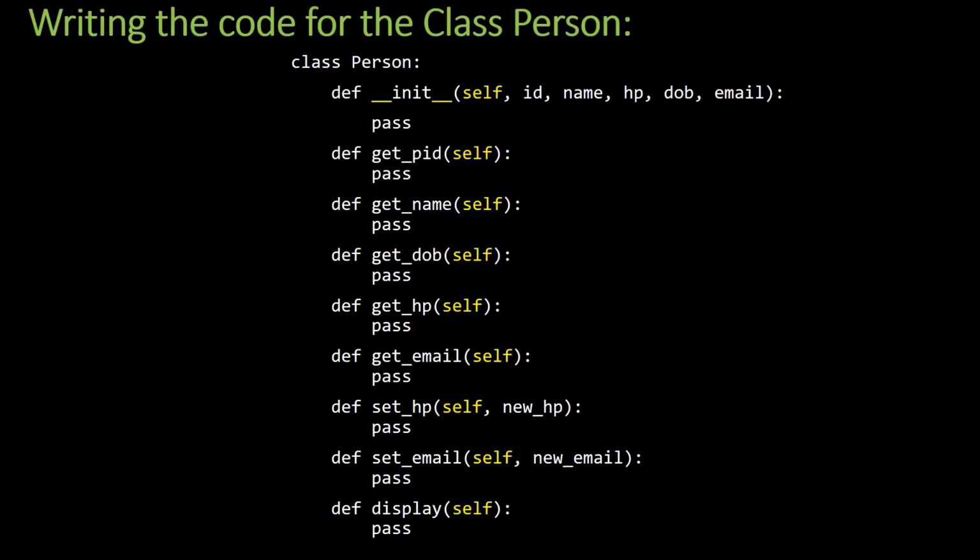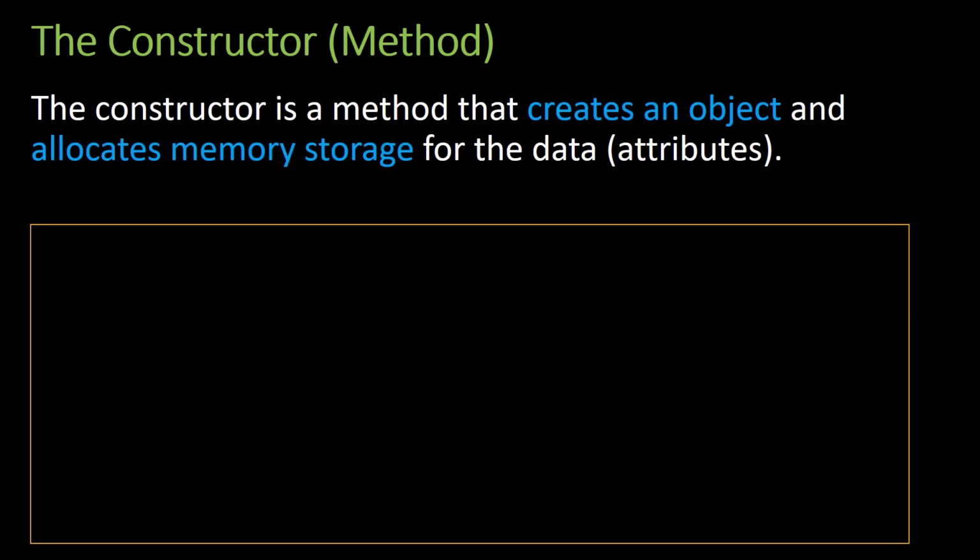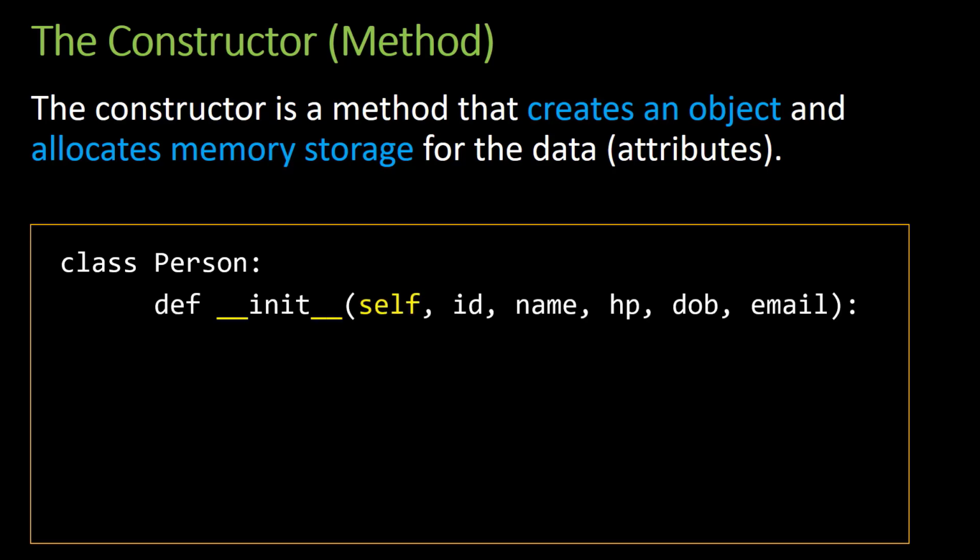Now when you write your code in Python for the class person, it will look something like this. First you name it class person, and then you have the constructor, some getters and setters, and then you have a utility method. I'll go into each part in detail. Now, what is a constructor? A constructor is a method that creates an object and allocates the memory storage for the data. It is defined by class person, def __init__.